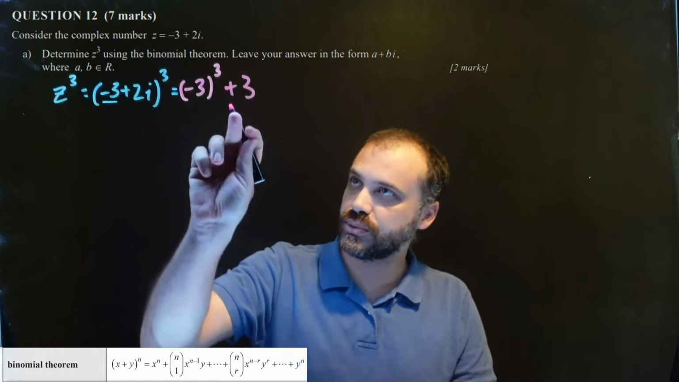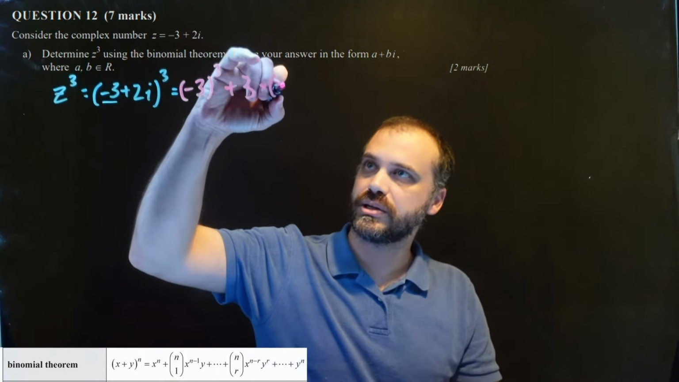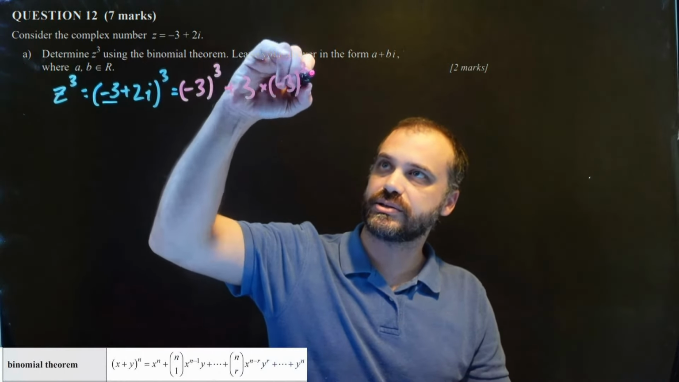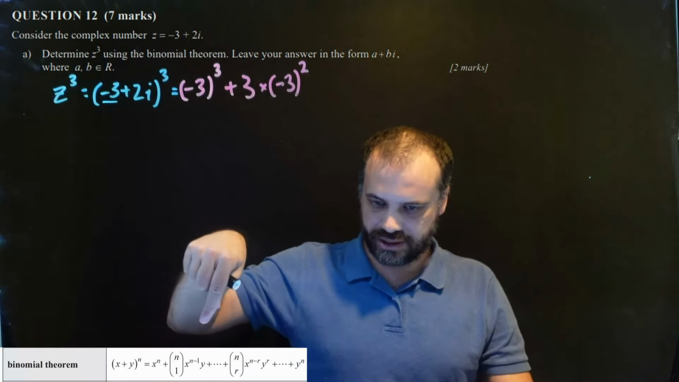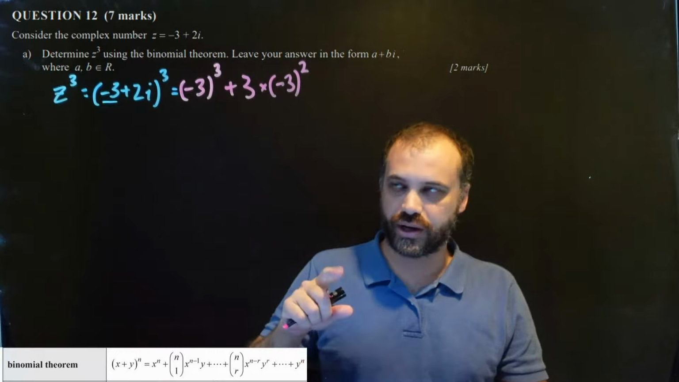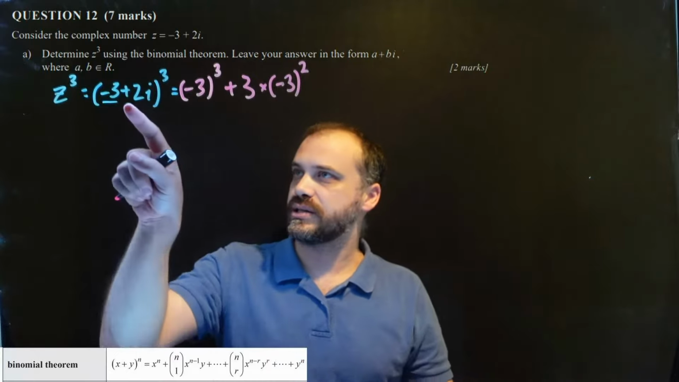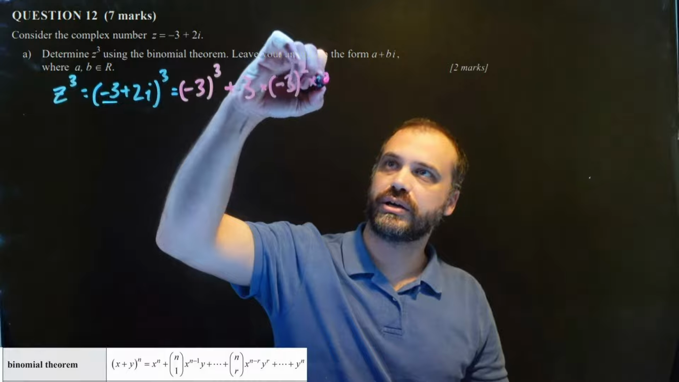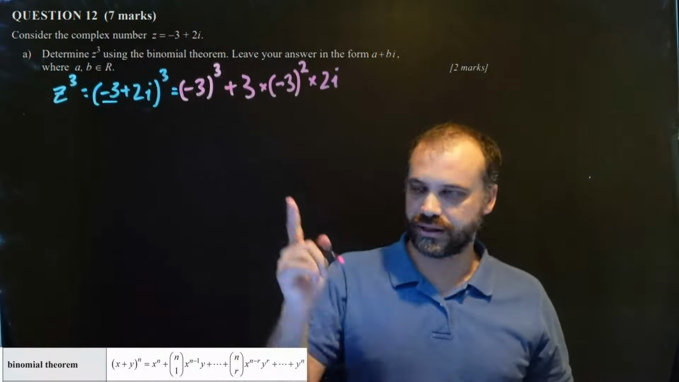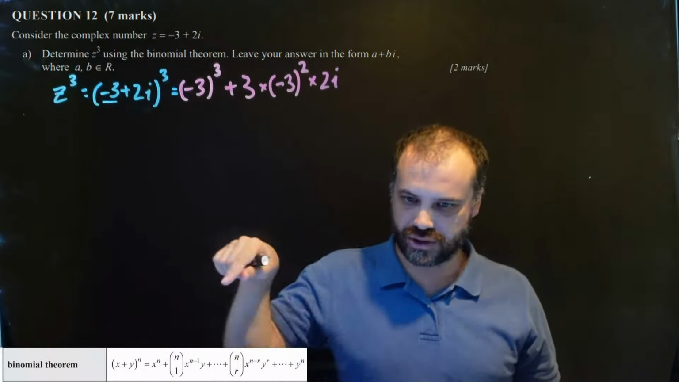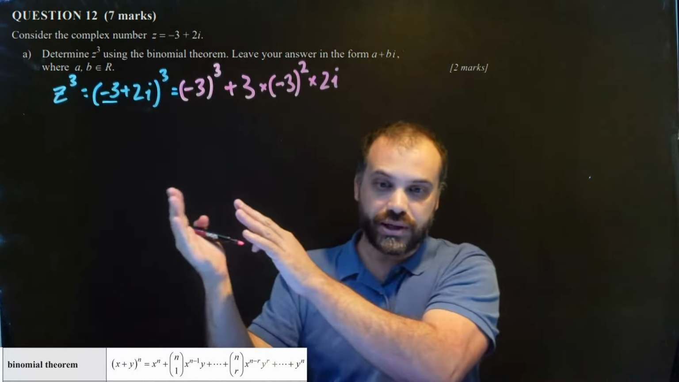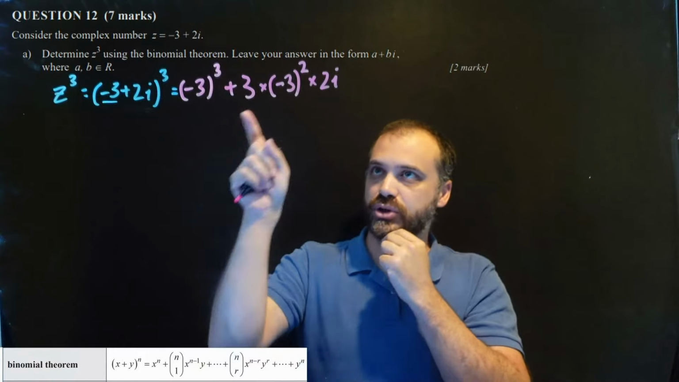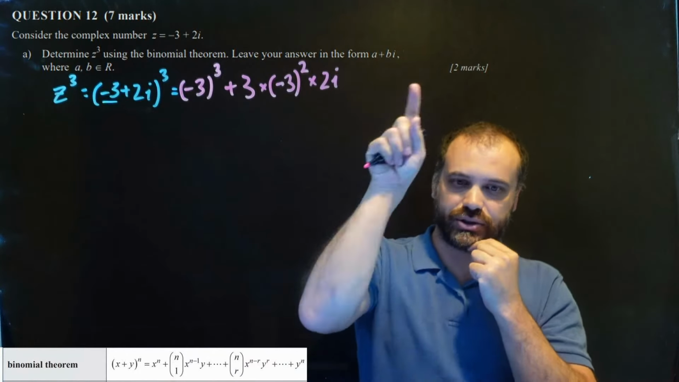We're doing 3 times negative 3 raised to the power of 2. And then finally, at the end, we multiply it by y, and y is this piece here, 2i. Okay, all of that is our second term. We don't have too many terms to go. This is a cubic, so we're going to have a cube term, a squared term, a linear term, and a constant term.